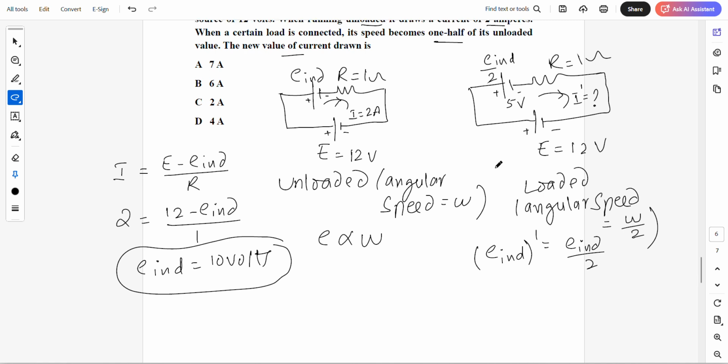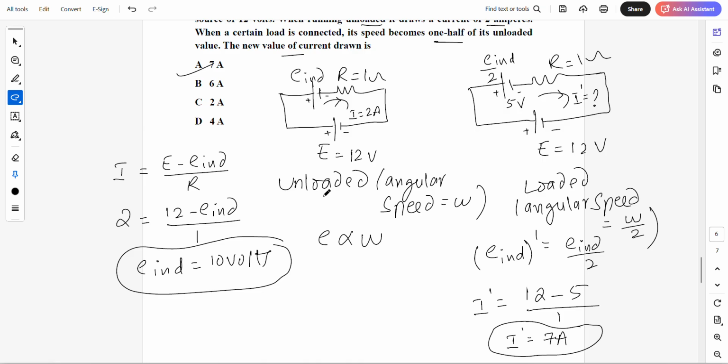Now calculate the value of I dash. I dash will be equal to capital E, 12, minus E induced, that is 5, divided by R, which is 1. I dash will be equal to 7 amperes, which is the right answer. Hope you understood this. This is very easy.